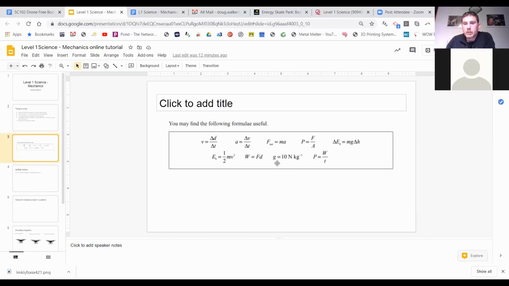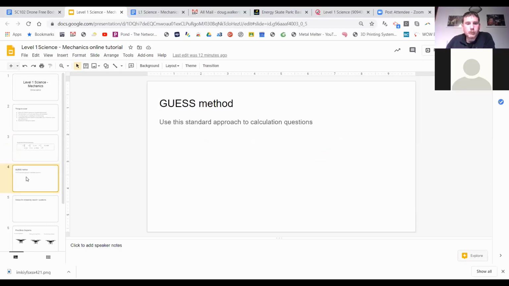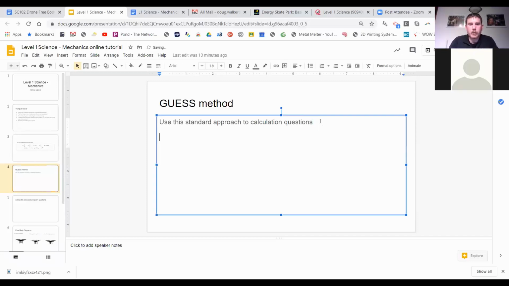We've got g, which is 10 newtons per kilogram or 10 meters per second squared for acceleration. That's an important number to know. So if we've got a calculation question, then we're going to use what I call the guess method. With that, we use the acronym GUESS, and each letter represents a word.